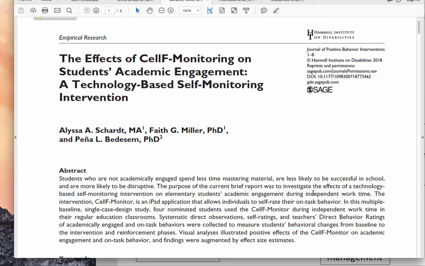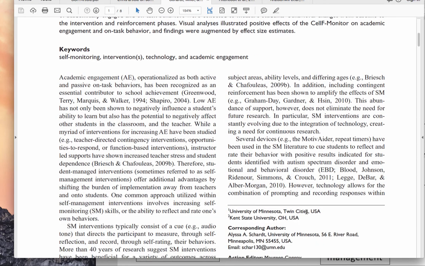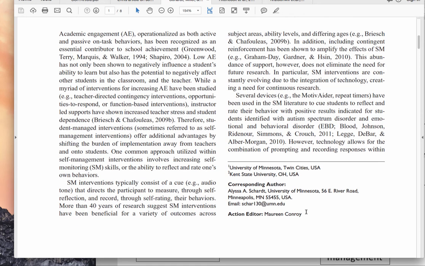So we did a literature review on self-monitoring to increase academic engagement. And so this is what our literature review looked like. First, we had to explain what academic engagement was, and we got that from the articles that we reviewed. So based on those articles, how did most of the people identify or define academic engagement? And why was academic engagement important? So why is it important for us to want to increase academic engagement?